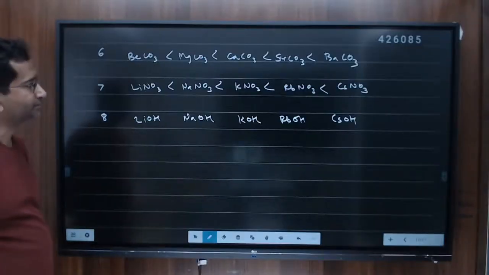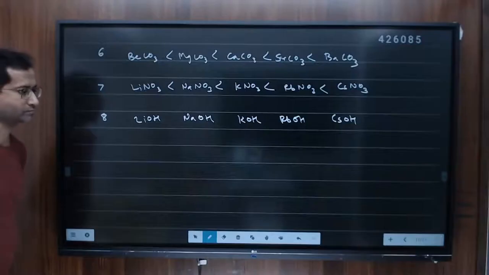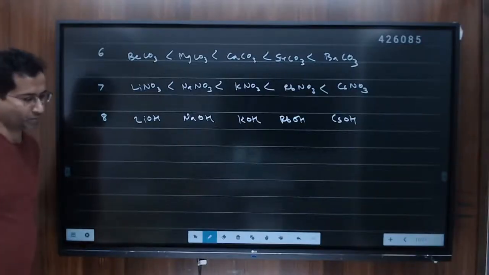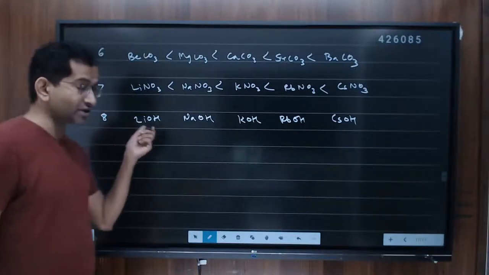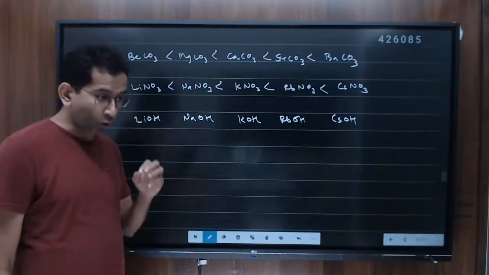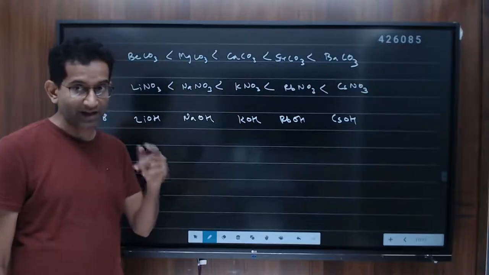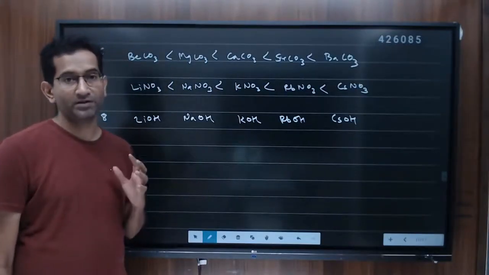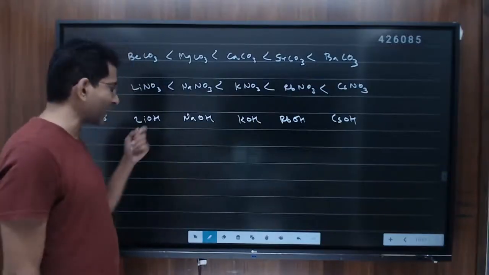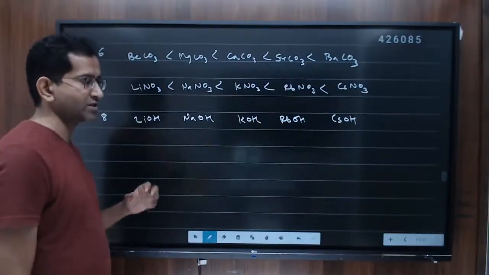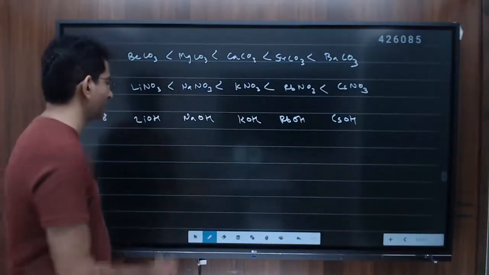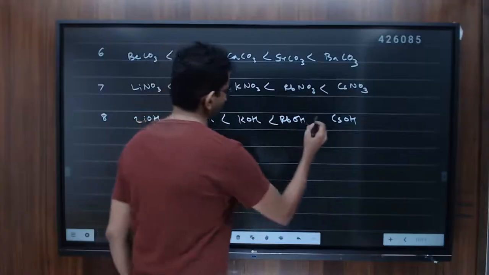What will you do in this case? In this case, you can check that OH is also polyatomic. Why? Because O and H, two atoms, are there in the negative ion. So as it is polyatomic, you will apply the concept of polarization. So for OH, Li plus is smallest in size, highest polarization, lowest stability. So the order is going to be like this.